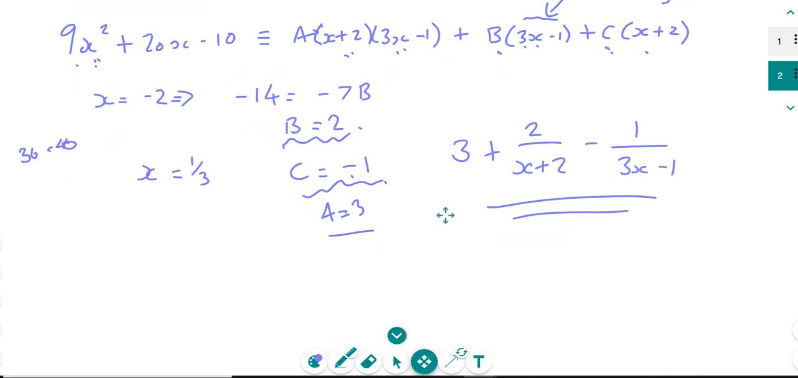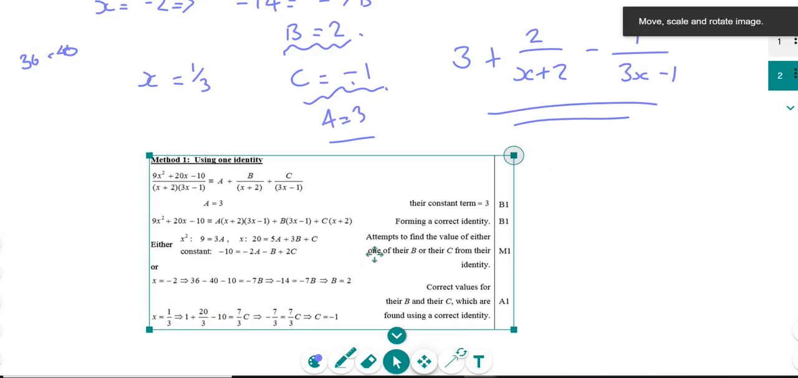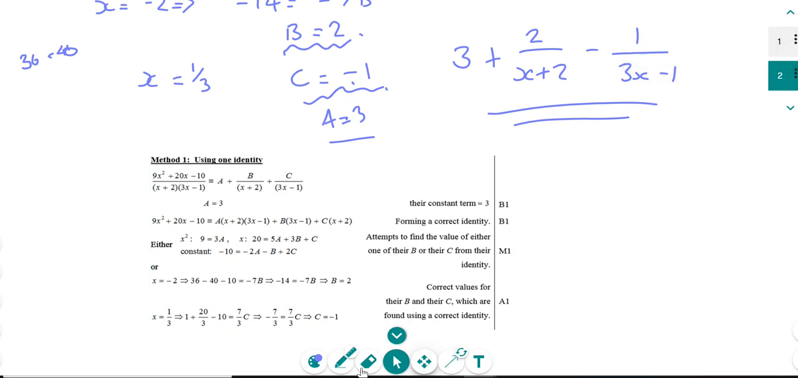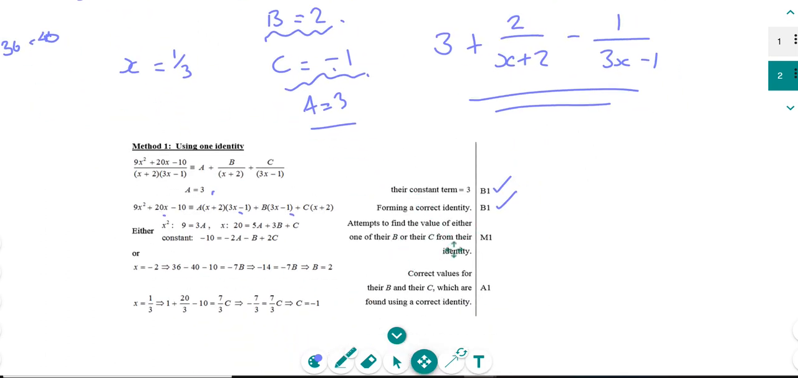And I've got the mark scheme, so I'm going to paste the mark scheme in, and let's just have a quick look. So this is the mark scheme, and it's done using one identity as well. So you'll see that we've got a mark straight away for just spotting that this is going to be a 3. Forming the identity, notice how they don't use denominators, they just jumped straight to the same line as us. Attempts to find either one of B or C from their identity, so we did that when we were picking our values. Correct values for B and for C, which are found using the correct identity. Yep, B is 2, C is minus 1.